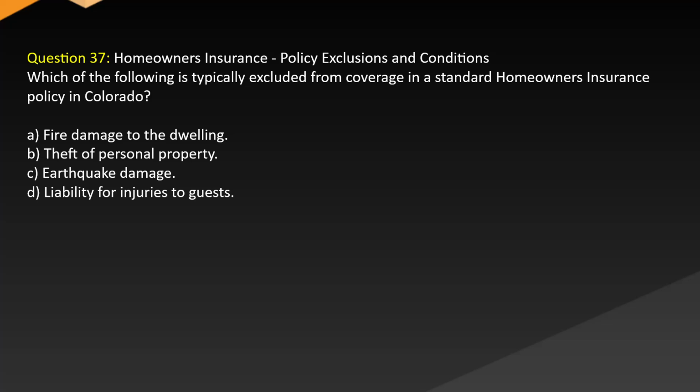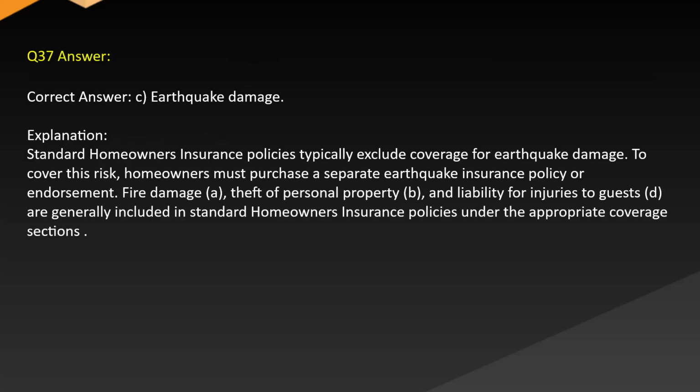Question 37. Homeowners insurance. Policy exclusions and conditions. Which of the following is typically excluded from coverage in a standard homeowners insurance policy in Colorado? A. Fire damage to the dwelling. B. Theft of personal property. C. Earthquake damage. D. Liability for injuries to guests. Correct answer: C. Earthquake damage.